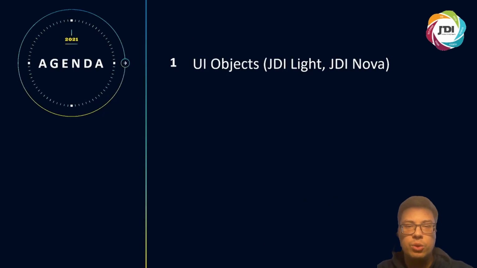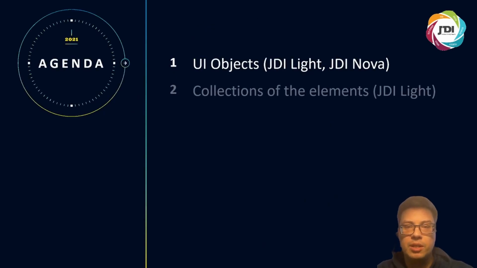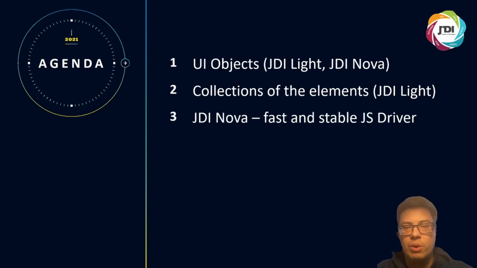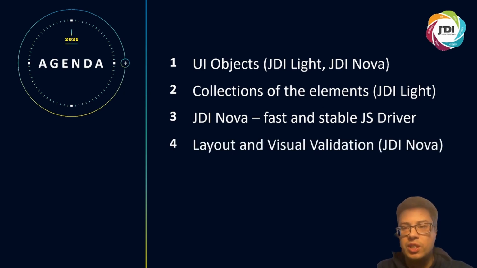Today I would like to discuss with you the UI Objects design pattern, the collections of the elements that we have in JDI Lite and how you can use them, our newest test transformation framework JDI Nova, and cool features that it has, and our nearest plans.